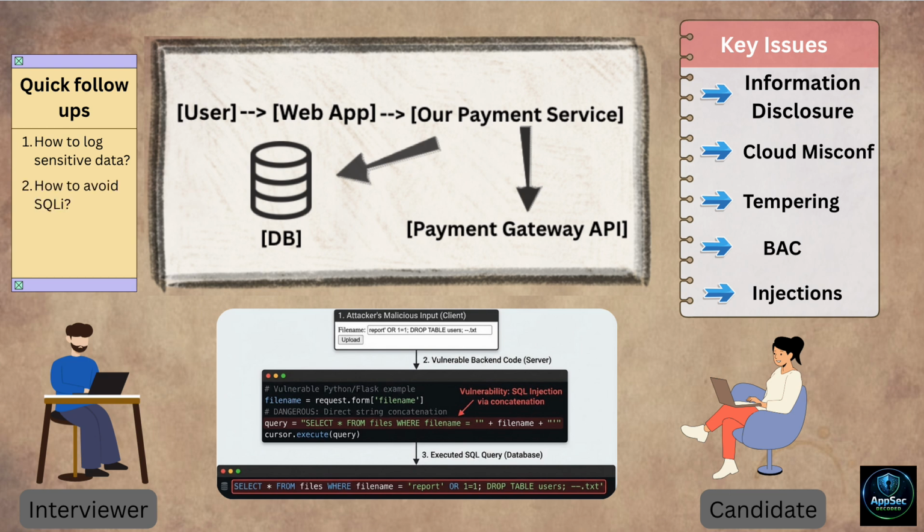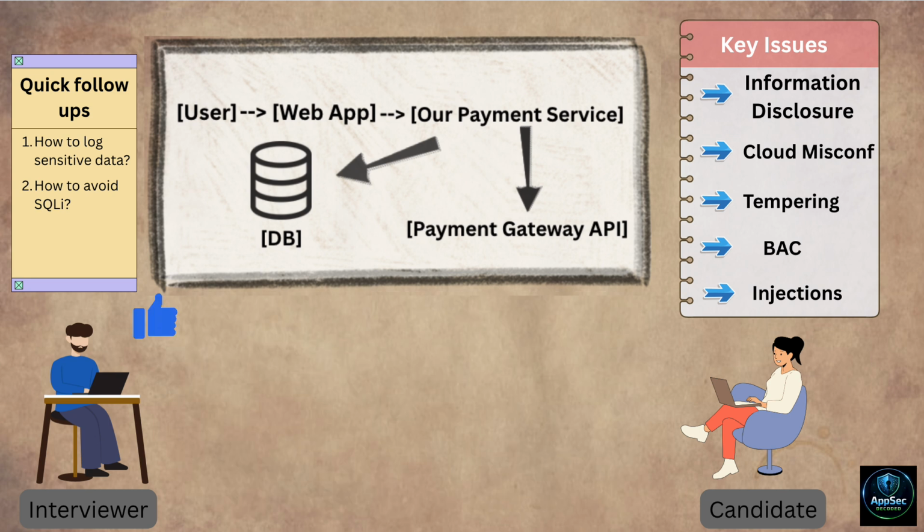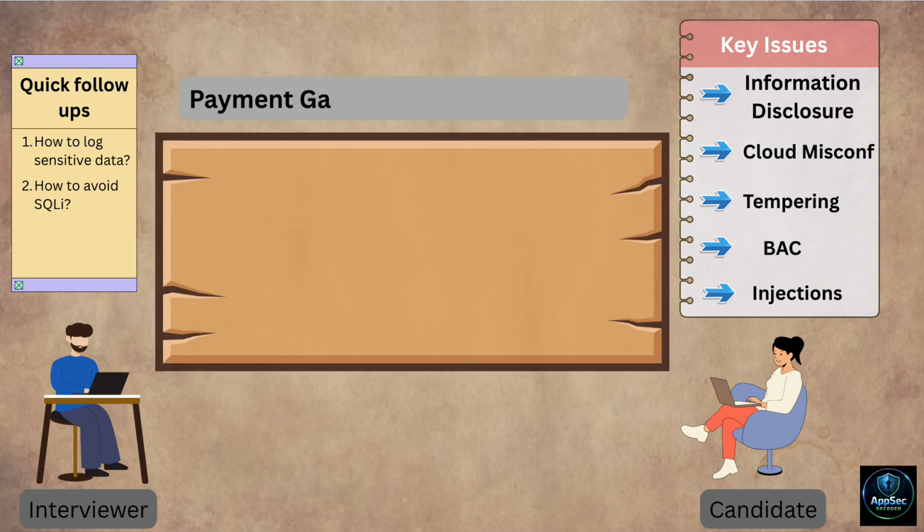If the payment API takes user input, how do you ensure it isn't vulnerable to SQL injection? The main defense is parameterized queries or prepared statements, which ensure user input is never directly inserted into SQL queries. We can also add input validation and use least privileged database accounts to reduce impact if something goes wrong. Correct, please go ahead.